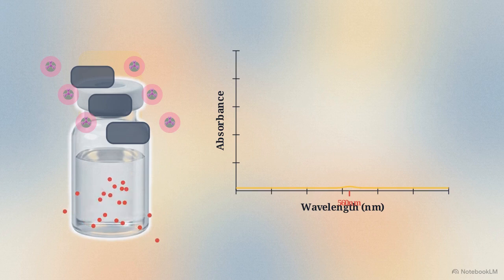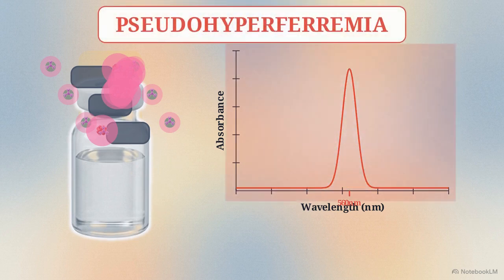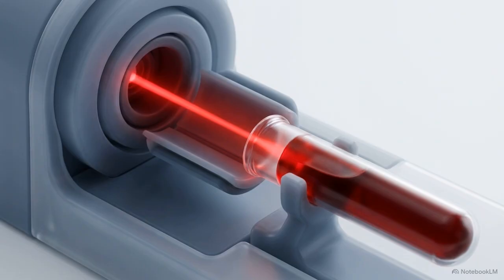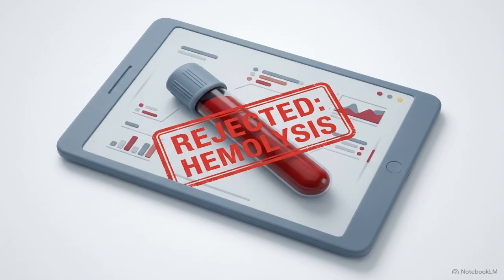However, if mechanical stress ruptures the red blood cells during the draw, the massive concentration of iron locked inside their hemoglobin leaks directly into the serum phase. This hemoglobin iron cross-reacts with the colorimetric reagents, generating a massive artifactual spike in the spectrophotometer reading. This is pseudo-hyperferremia. To prevent this corrupted data from reaching a patient's chart, laboratories enforce strict optical gating. Any sample with a visible hemolysis index exceeding the established threshold is automatically rejected.